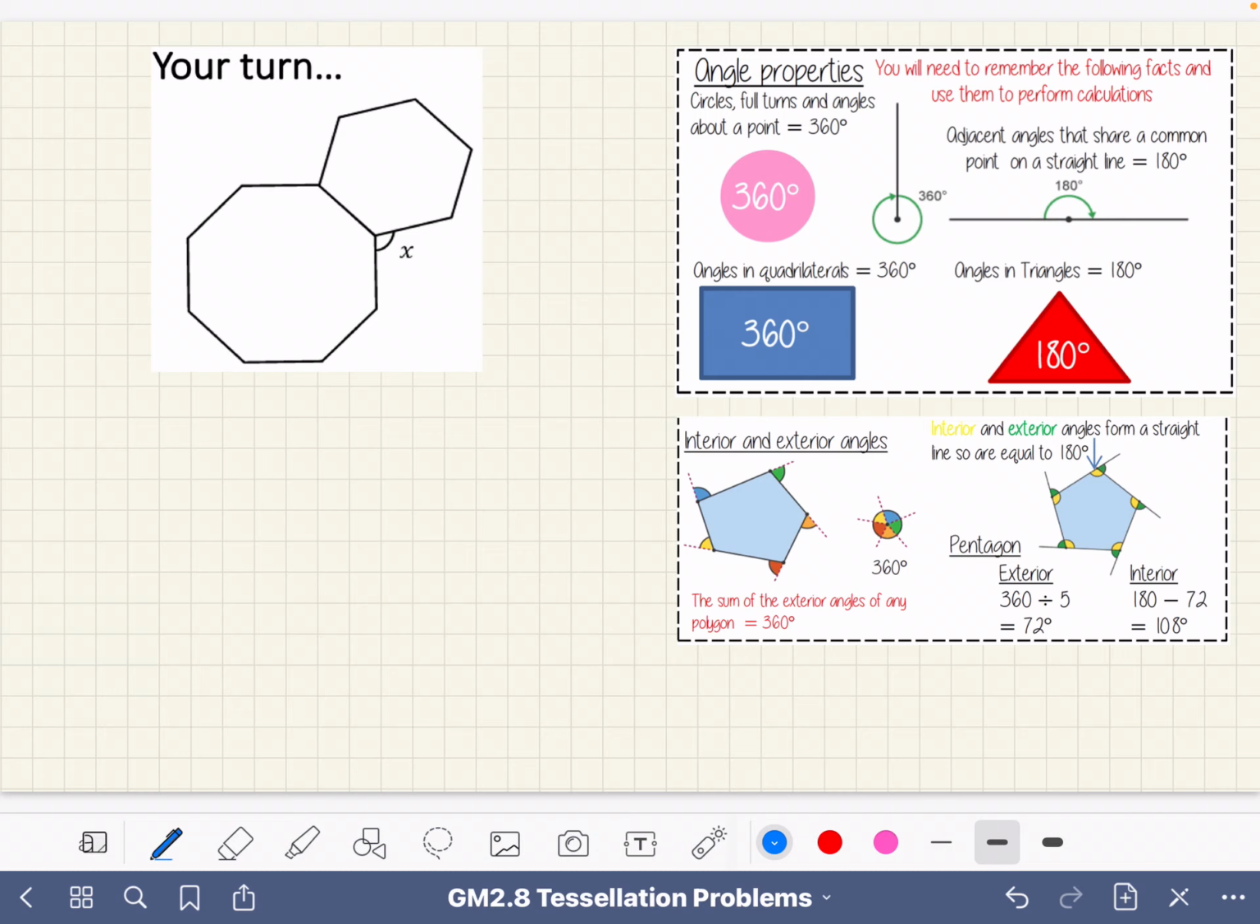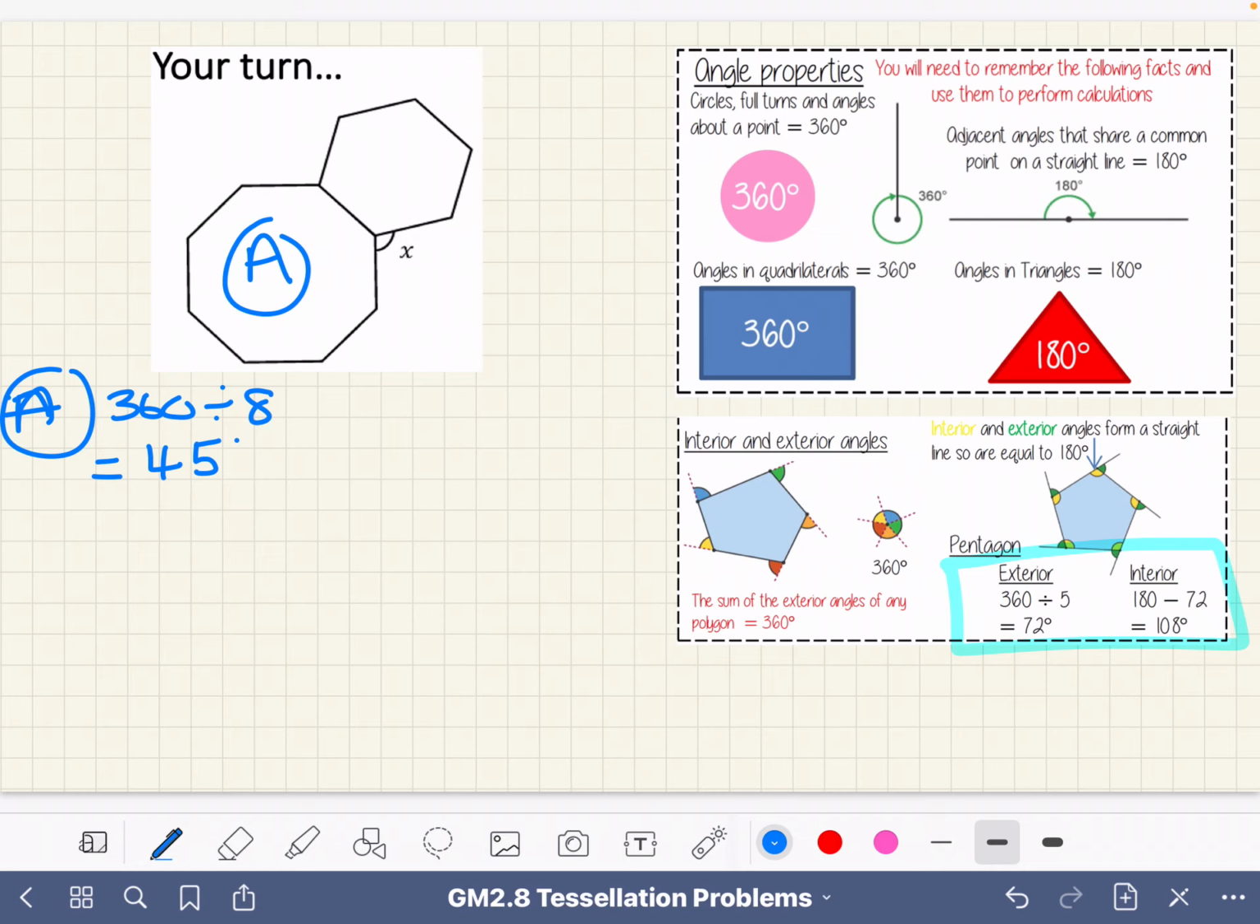Okay, so if I work out the interior angles of shape A to begin with, I am using my rules down here to work out the interior. So I'm taking 360 degrees, dividing it by 8 as there are 8 sides, and that gives me an angle on the outside of 45 degrees. For the interior angle, I take 180, take away the 45, which gives me an interior angle of 135 degrees. So this on the inside here is 135 degrees.